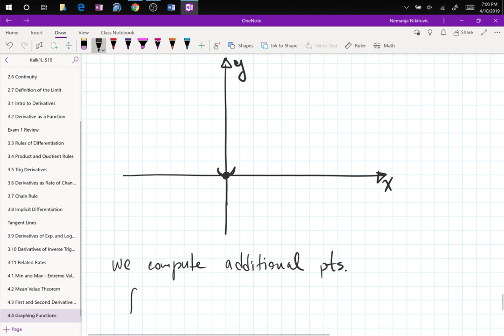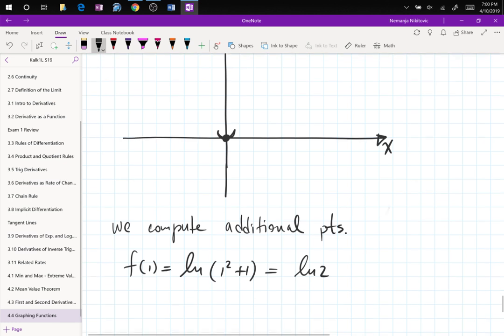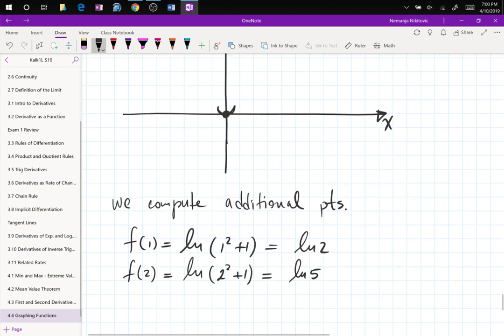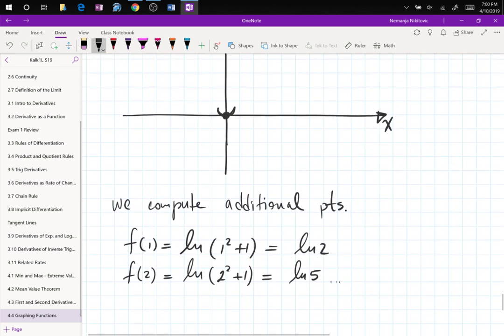So what is original f at 1? What was our original function, wasn't it ln x squared plus 1? ln of 1 squared plus 1 is just ln of 2. Great. F of 2 is ln of 2 squared plus 1, which is equal to ln 5. Going on through these, I have a point 1, ln 2, I have a point 2, ln 5, and it's going to go like that.